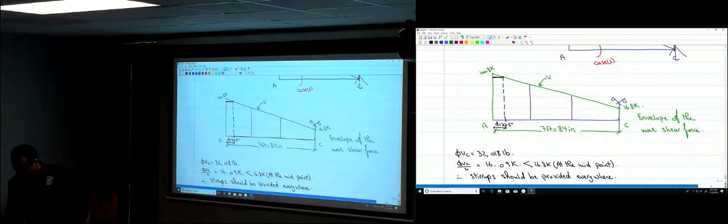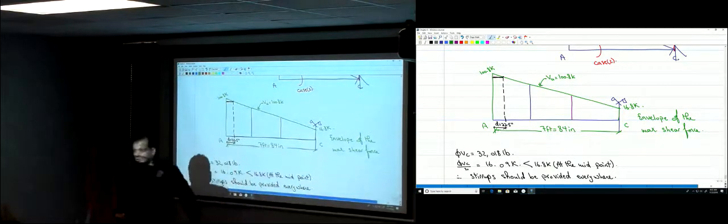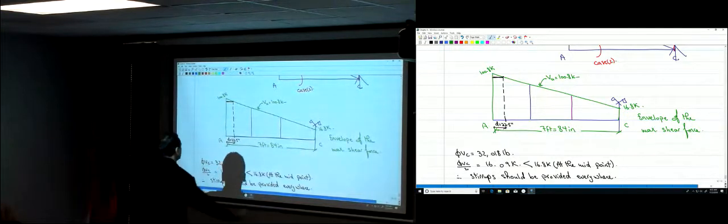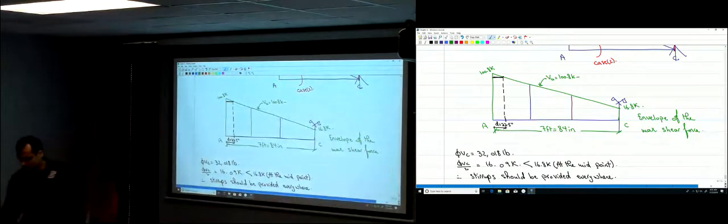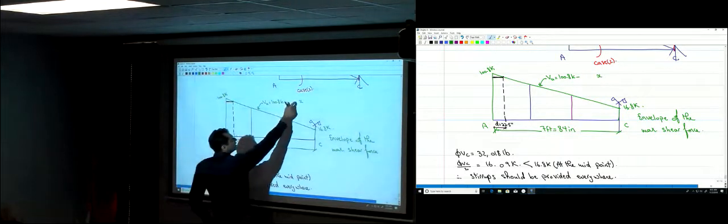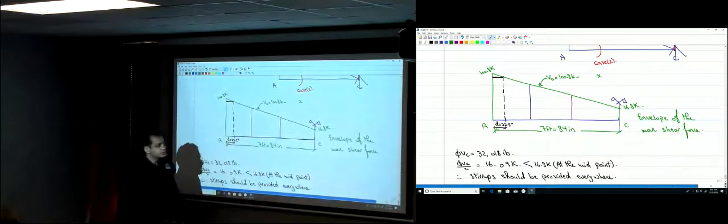The equation for this line is 100.8 K, and then minus some value. The value that you're subtracting increases as the distance increases, right? So it's minus something multiplied by x. It's a linear relationship. How much is the number over here? It's the slope of that line, right? How much is the slope of that line?